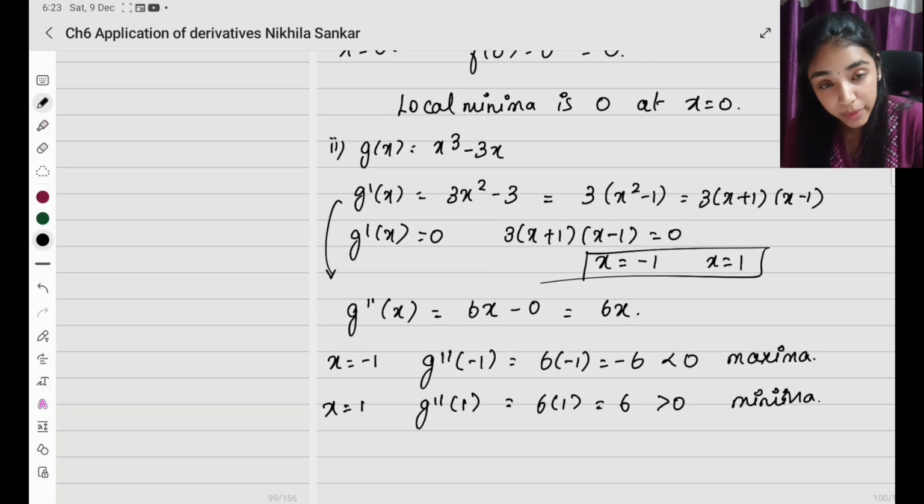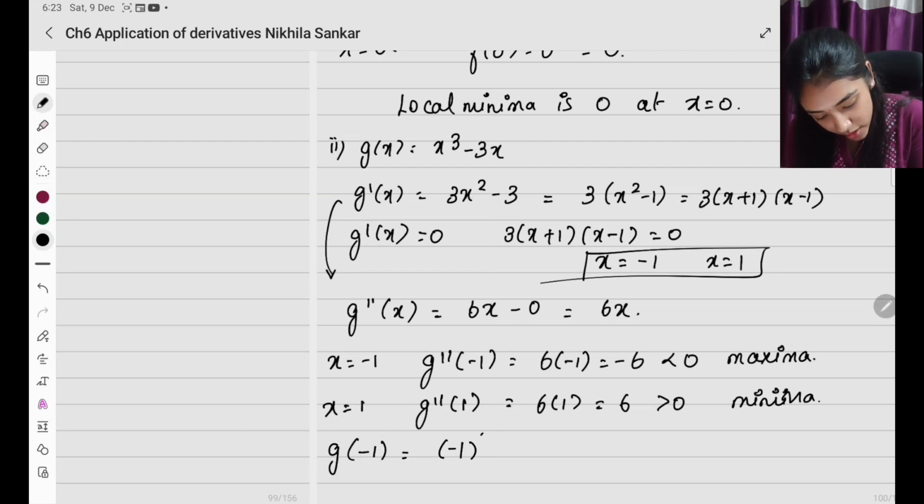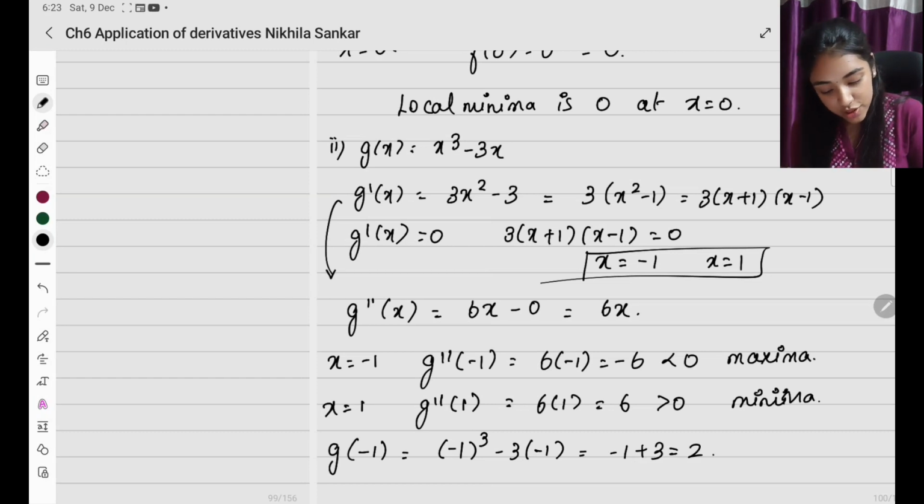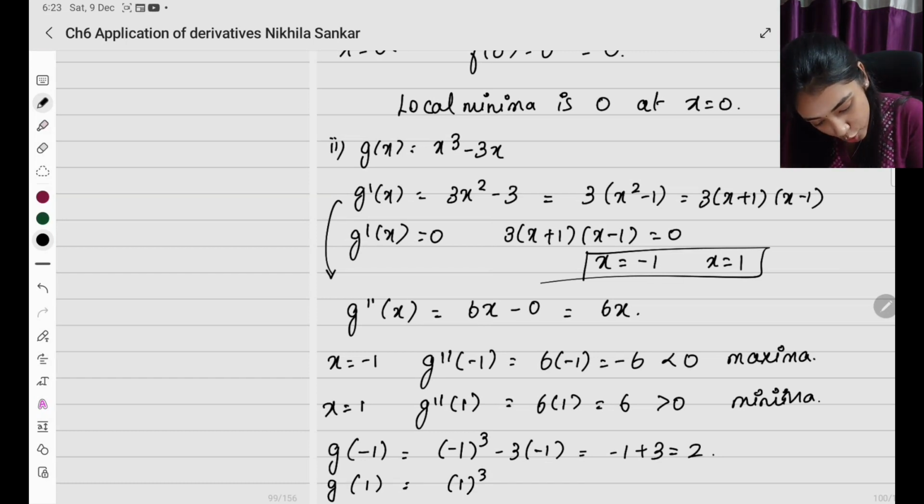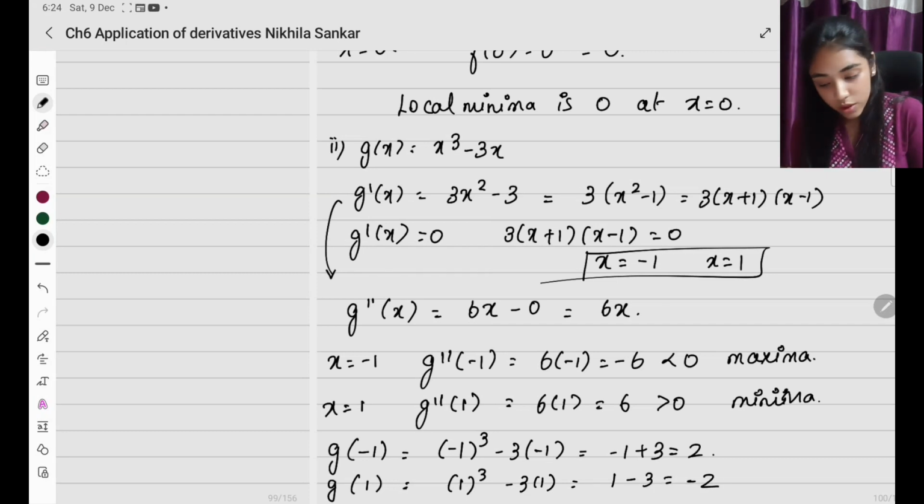I have found out my maxima and the minima, but I need to substitute that in the function to know what the value is. So, when I substitute g of minus 1, I have minus 1 the whole cube minus 3 times minus 1. This is going to be minus 1 plus 3, which is going to be 2. So, this is going to be g of minus 1. Now, I have g of 1 to be 1 cube minus 3 into 1, and this is going to be 1 minus 3, which is minus 2. Okay, so this is going to be my minimum value and this is going to be my maximum value.